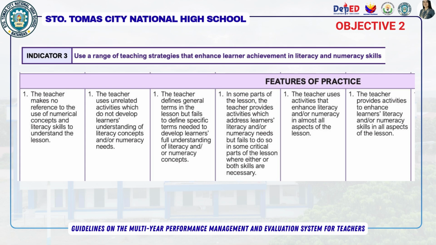Finally, here's another look at Objective 2. Focus on the features of practice that describe the application of literacy and numeracy strategies. In the first few columns, we see a lack of reference, unrelated activities, or failure to develop the concepts fully. This is what we must avoid. What we aim for is the description in the rightmost columns, providing activities that enhance literacy and or numeracy skills in almost all aspects of the lesson. It's about seamless and effective integration, not just one isolated activity.